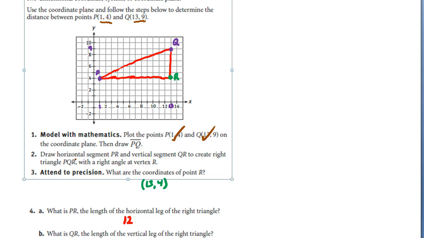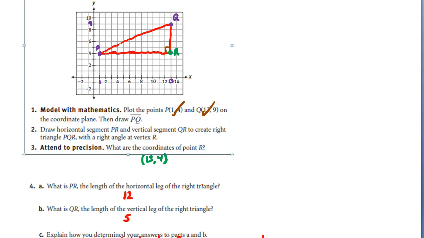Number 2. Draw a horizontal segment PR. So right across there until I reached how far Q was. And then from Q I drew a vertical segment downward, creating a right angle here. The reason for doing that is to create this red right triangle shape. Question 3. What are the coordinates of point R? So this green dot is at 13, 4, which is written here.